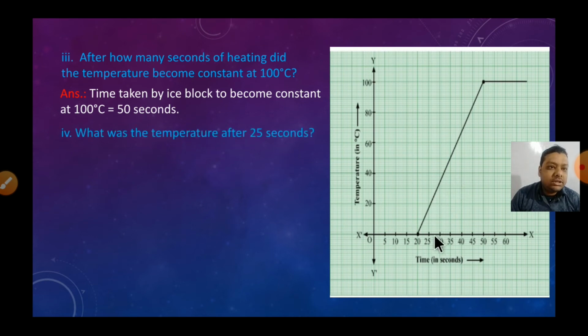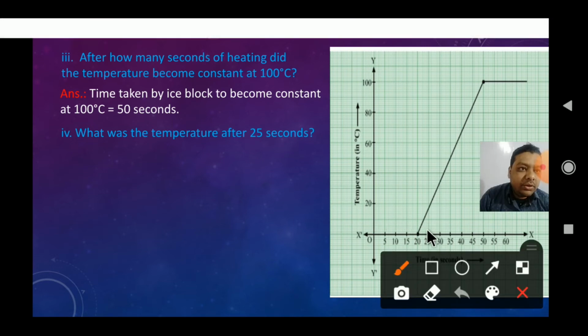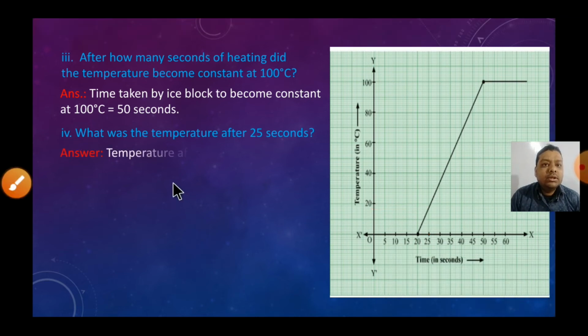Okay. Now, what was the temperature after 25 seconds? You can see after 25 seconds, what will be the temperature? You can see this line, at 25 seconds, here it touches here. It means approximately 18. So the temperature after 25 seconds was 18 degrees Celsius.